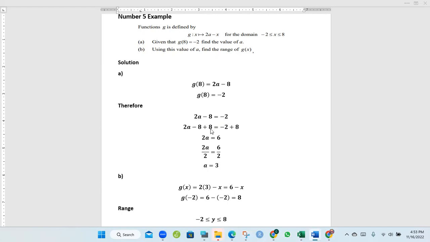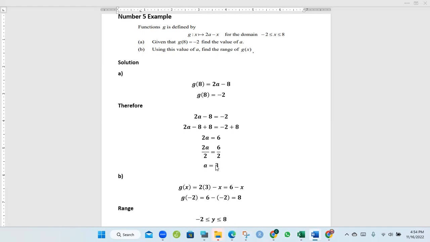We cancel out the 8 from the left. So by adding 8 on the left, we have to add 8 on the right. -8 plus 8 will give us 0, so you are left with 2a on the left. And when you take 2 from 8, you get 6 on the right. So now we're going to divide by 2 on both sides. 2a divided by 2 will cancel out the 2, and 6 divided by 2 will give us 3. So we are left with a is equal to 3.